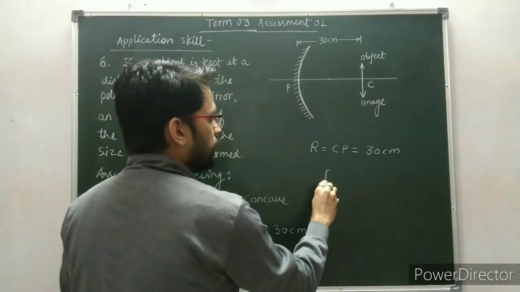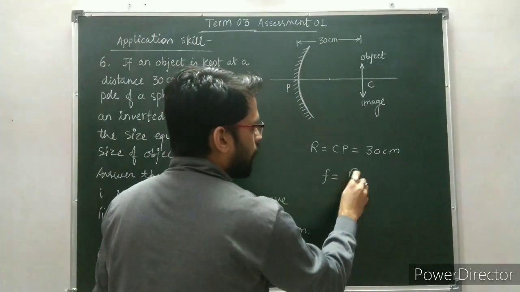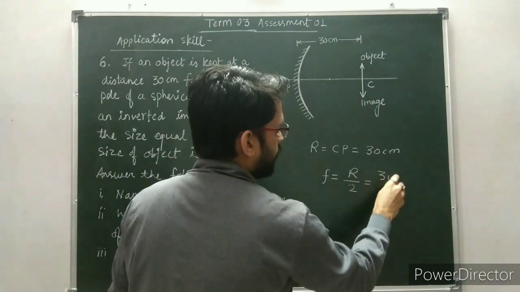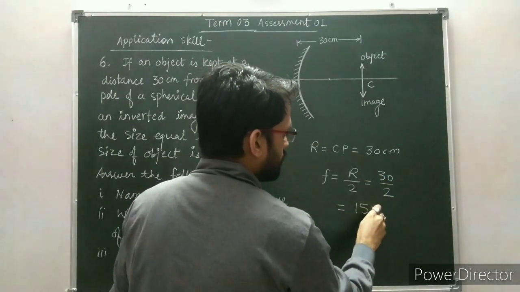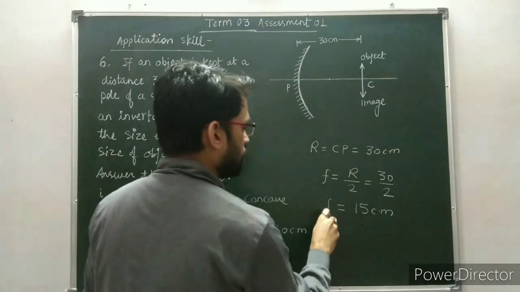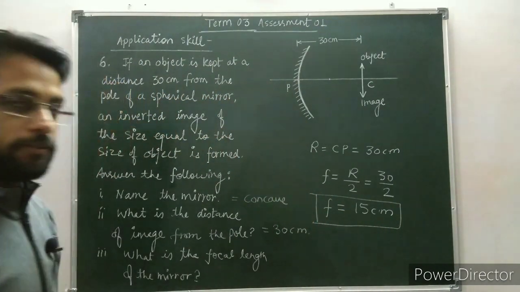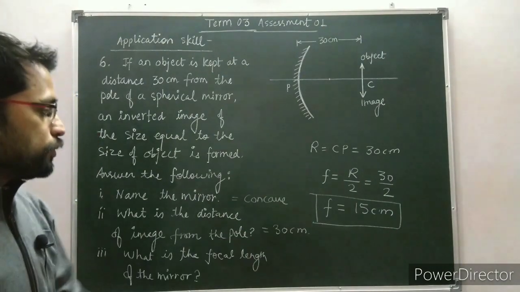Now the focal length is given by half of the radius of curvature, that is 30 divided by 2, and it is 15 centimeter. So the focal length of the mirror is 15 centimeter. Okay, so this is the solution.